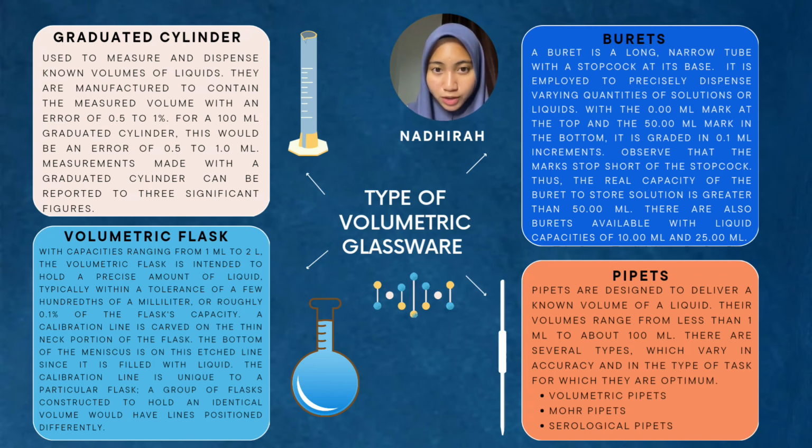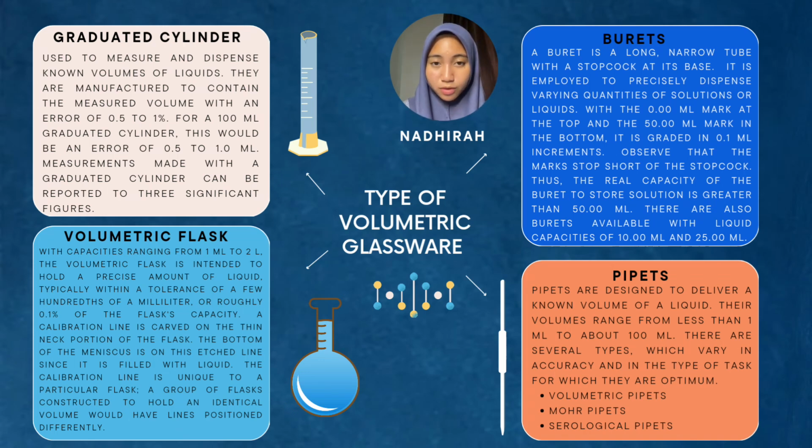So firstly, we have the graduated cylinder. The graduated cylinder is used to measure and dispense known volumes of liquids. They are manufactured to contain the measured volume with an error of 0.5% to 1%. For a 100 ml graduated cylinder, this would be an error of 0.5 to 1.0 ml. Measurements made with a graduated cylinder can be reported to 3 significant figures.